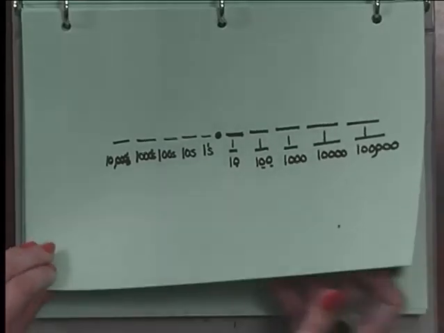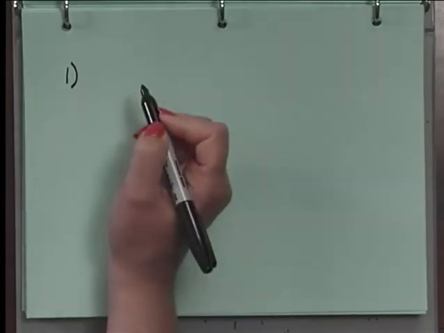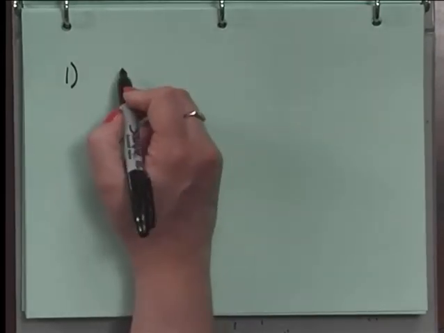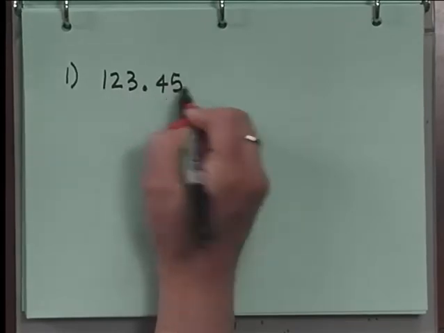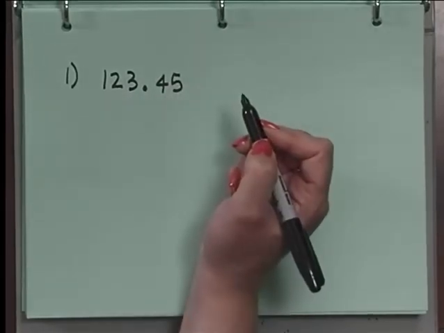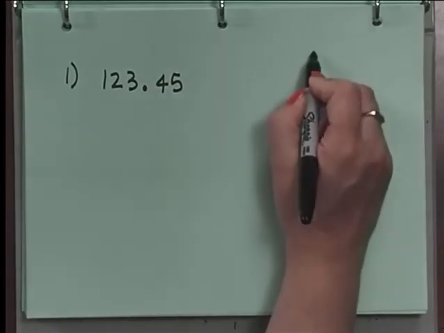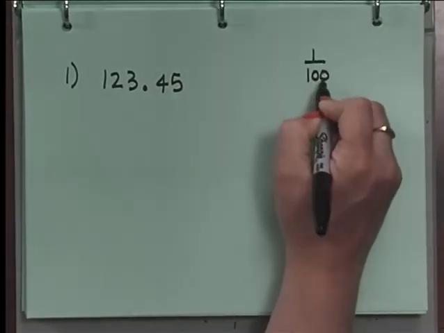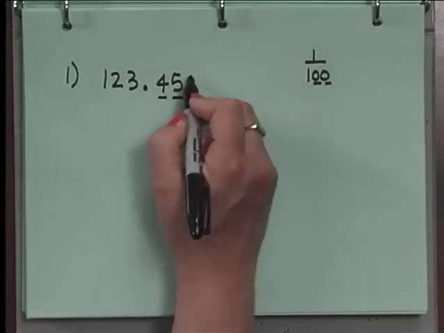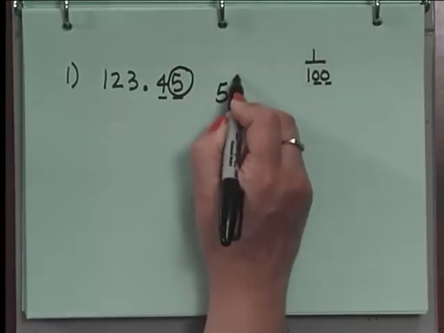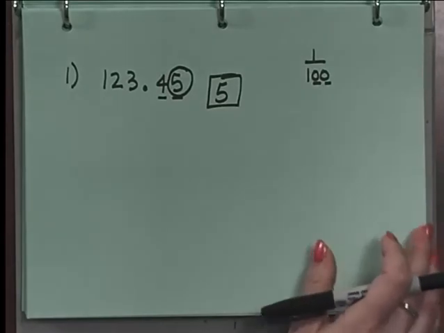So look at example 1 on page 179. It says, which digit in 123 and 45 hundredths is in the hundredths place? Well, the hundredths place is 1 over 100, which has 2 zeros. So it's the second place to the right of the decimal point, so it's this 5. So the 5 is in the hundredths place.